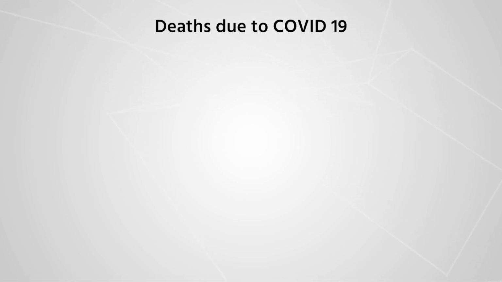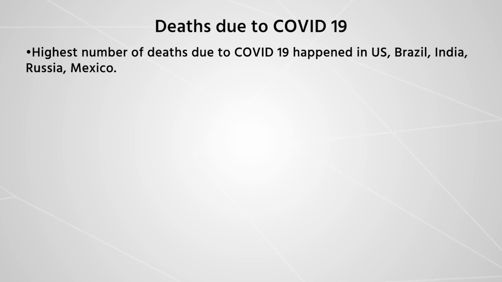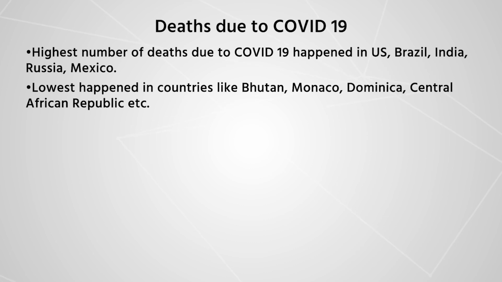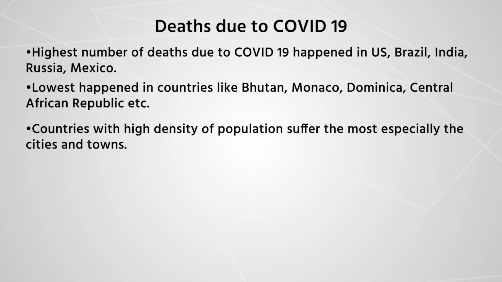Understanding deaths due to COVID-19, the data shows the highest number of deaths due to COVID-19 happened in the US, Brazil, India, Russia and Mexico. Lowest happened in countries like Bhutan, Monaco, Dominica, Central African Republic, etc. Countries with high density of population suffer most, especially the cities and the towns.